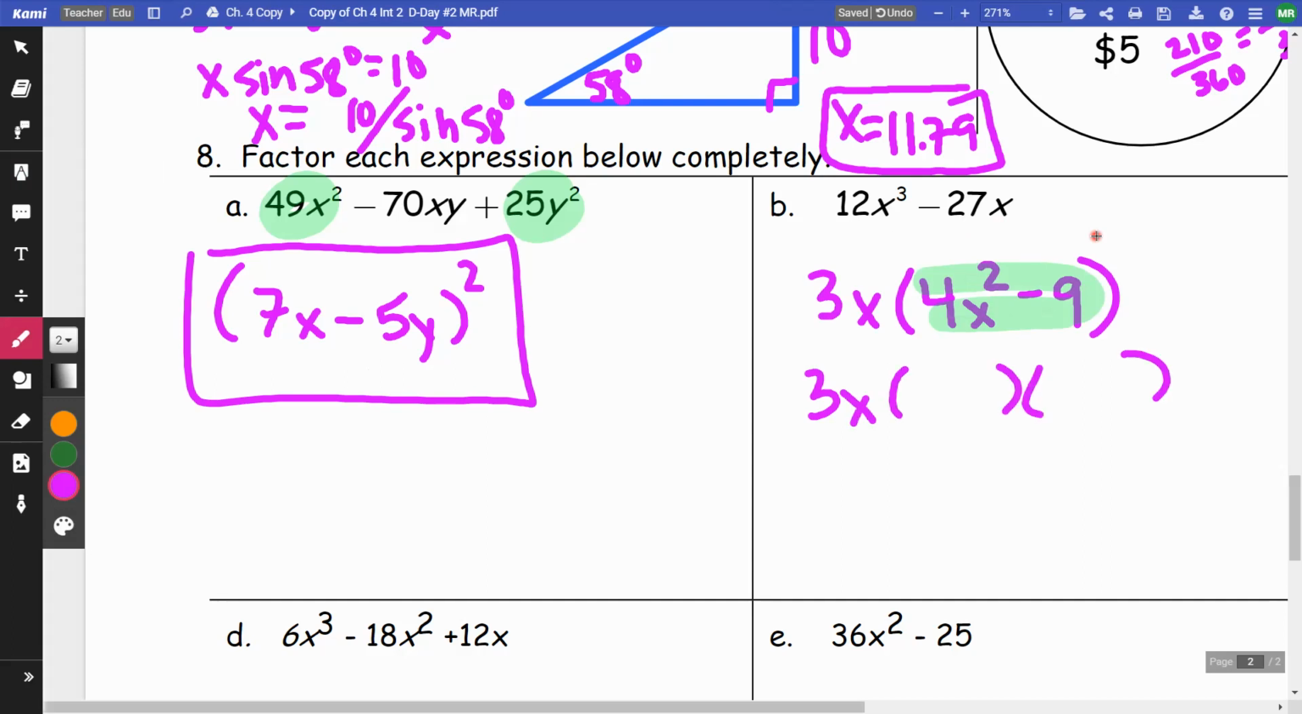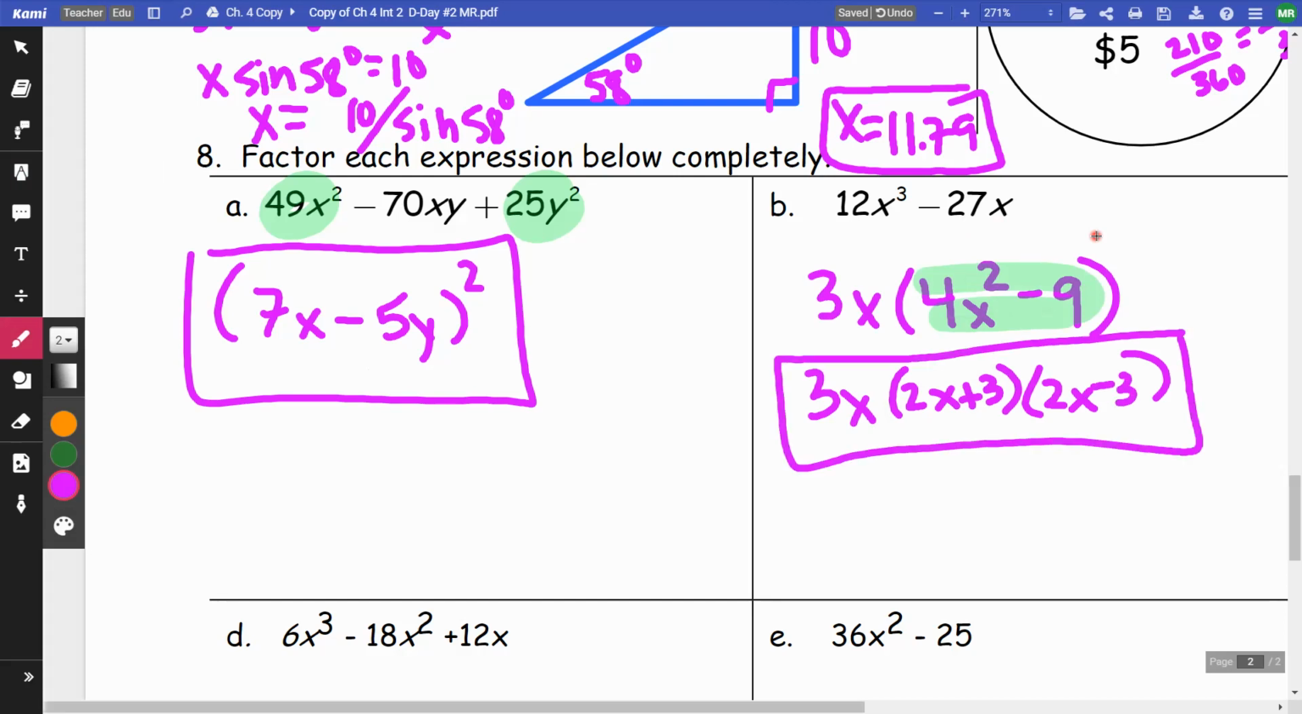So I'm going to take the square root of 4x squared, which is a 2x. I'm going to take the square root of a 9, which is a 3. So I'm going to have a plus 3 and a minus 3. And you have to have that 3x out in front.